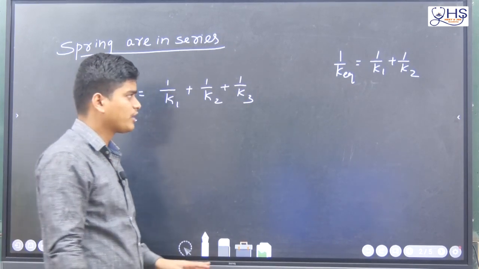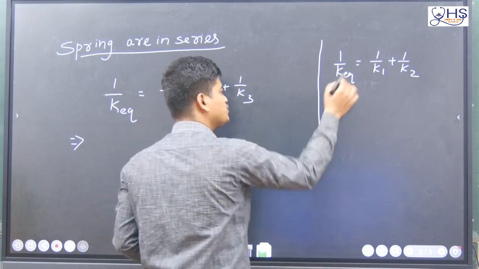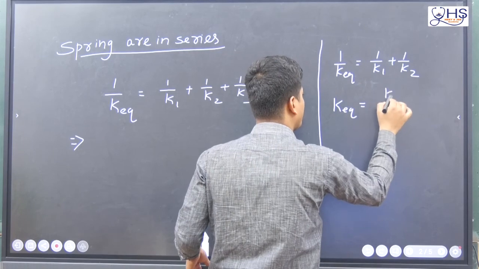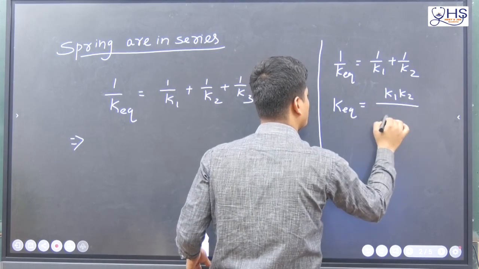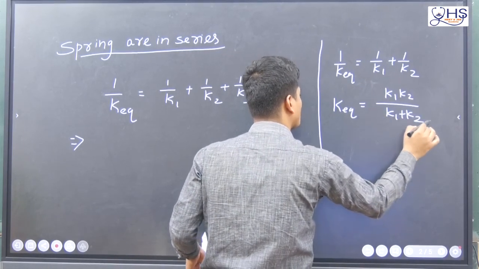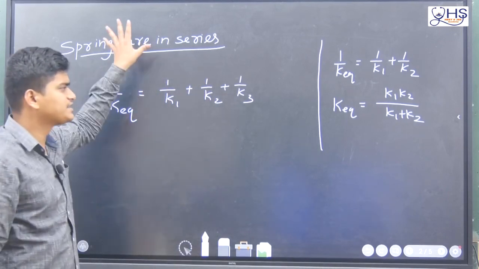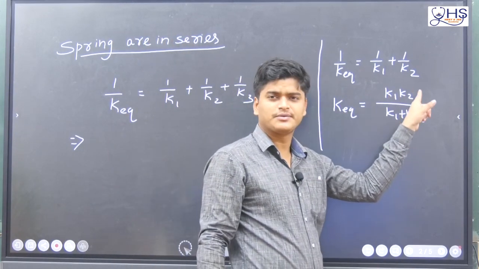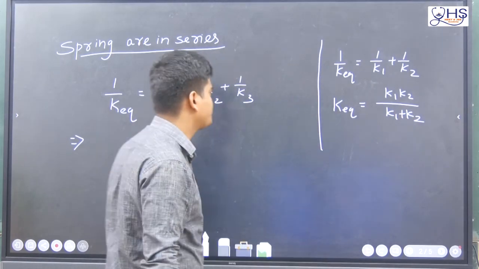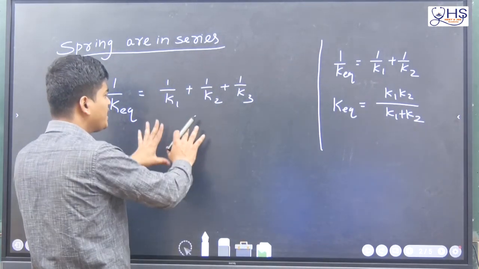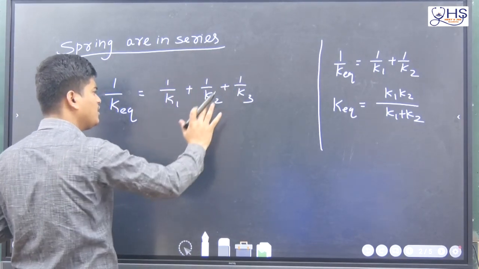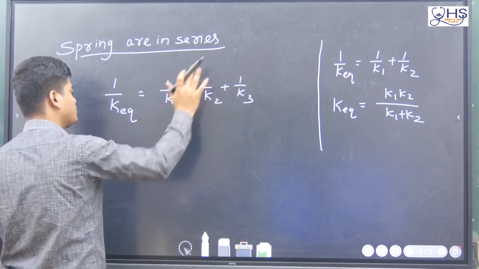But remember, for 2 springs you can use this formula, or if you calculate from here, I will get K1 into K2 divided by K1 plus K2. Remember, when springs are in series, for 2 springs you use this formula: multiply the spring constant values divided by the addition of the spring constant values. If 3 springs are there, you calculate this, it will be better. No need to do any LCM and all. You can calculate LCM, but directly use this formula.